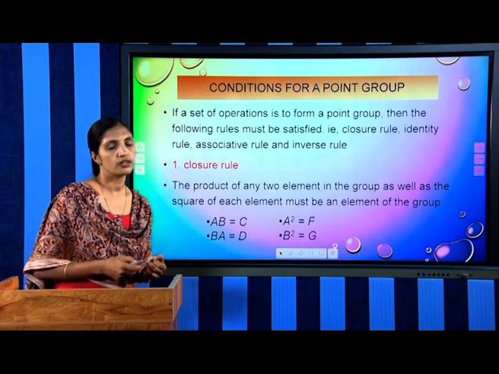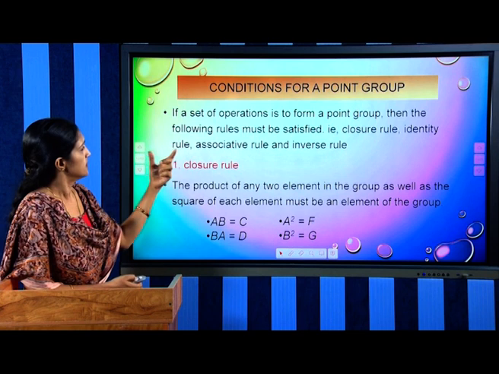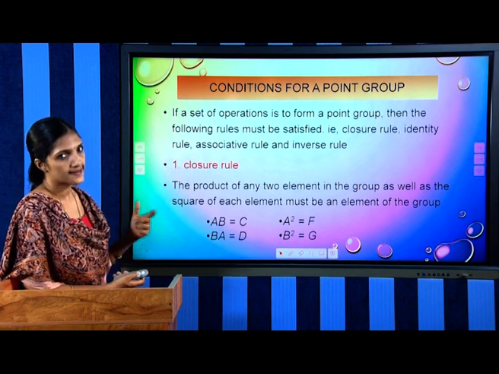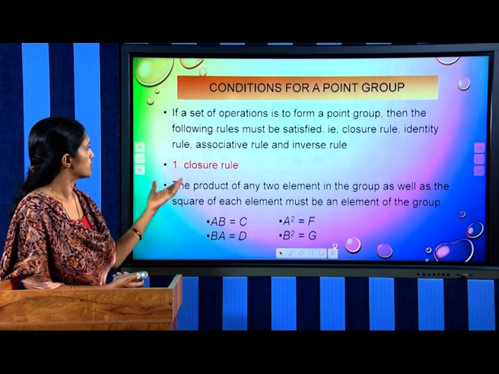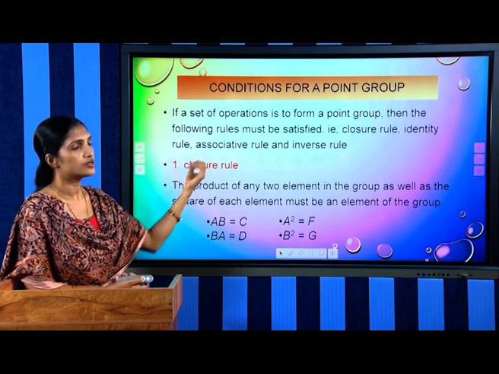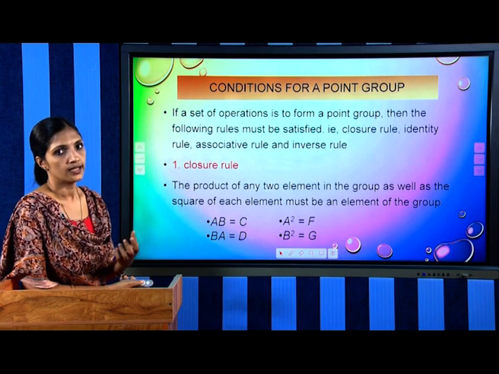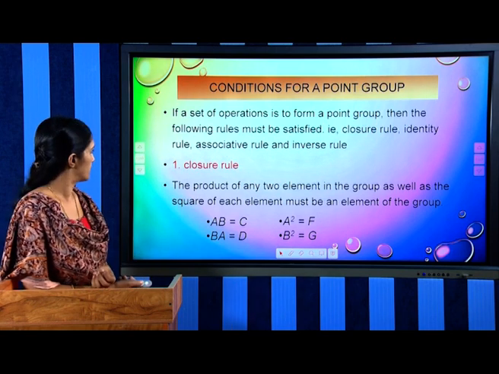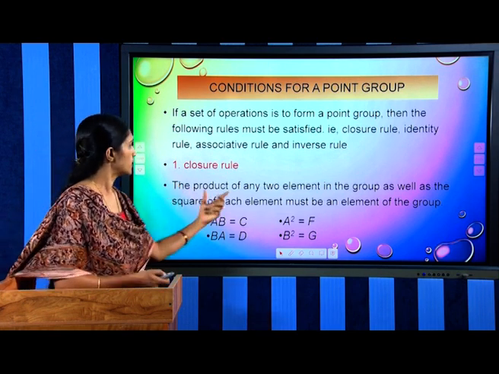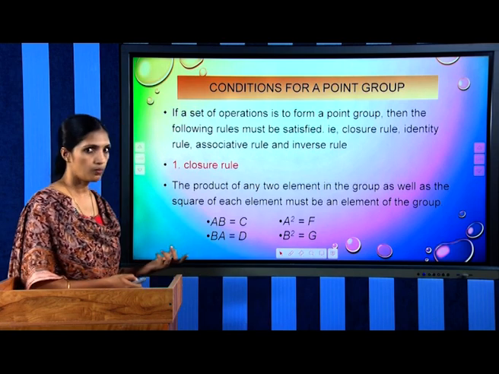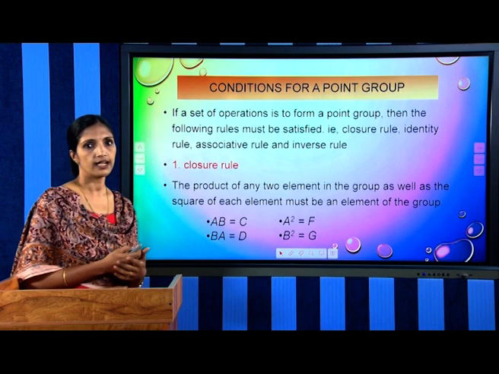The conditions for the point groups have to be discussed, and our point group also must satisfy these 4 mathematical rules. Which are they? The closure rule, associative rule, inverse rule and identity rule. Then only we say it is a point group. So, what is the closure rule? The closure rule is that the product of any 2 elements of the group as well as the square of each element must be an element of the group.